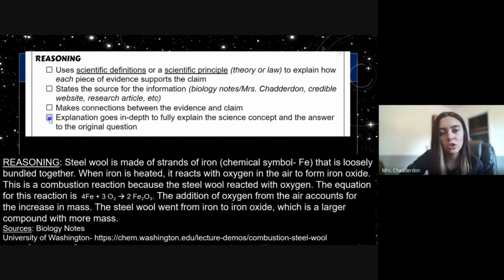The explanation goes in depth to fully explain the science concept and the answer to the original question. I would say for this topic, this is pretty in depth, okay? For some topics, you're going to end up with a lot more information. And for some topics, you might have a little less. It just depends how much information is there to talk about. Okay, so I'd say this is good. One more thing before we move on.